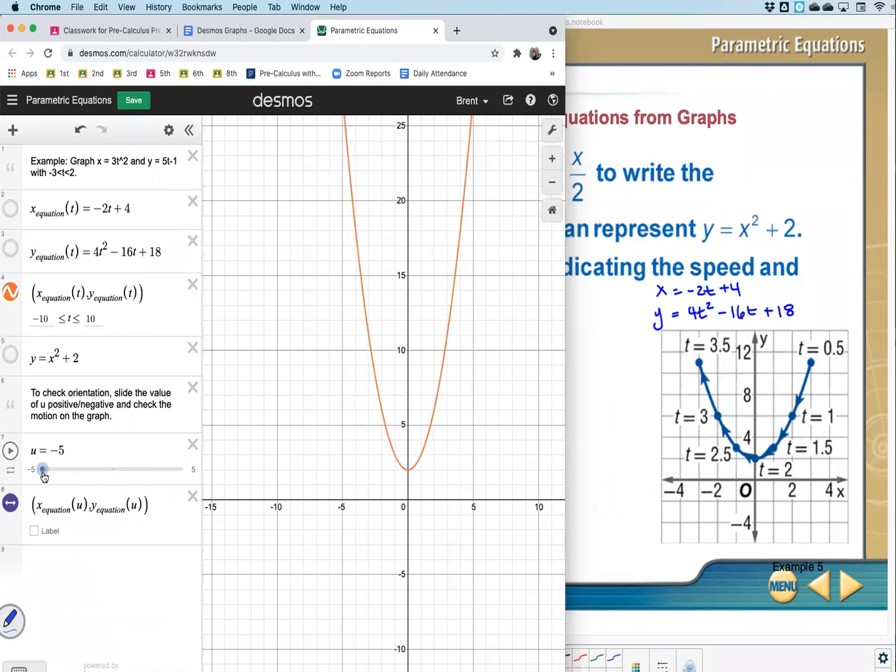If I check my orientation as I move this slider across, you'll see this graph is moving from the right to the left. It's moving leftward. So the orientation is backwards this time. And if I look for time equals 0, you'll see that this point happens to be way up here at 4, 18. Time equals 0 is at 4, 18. So it's in a totally different location. I gave you three different examples where we got the same looking graph, but the orientation is different and the time is different. So that can happen.